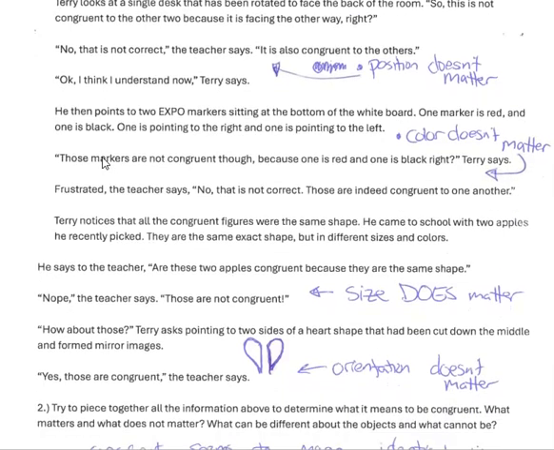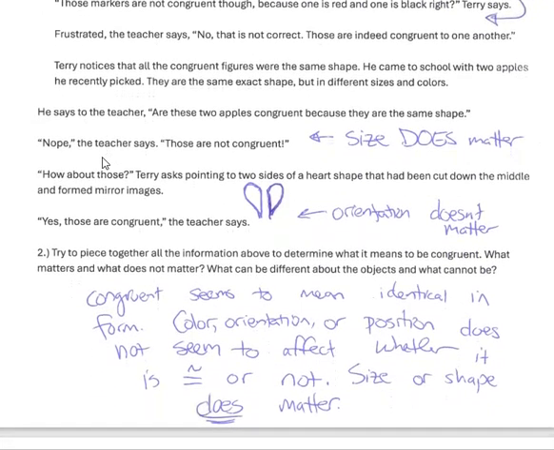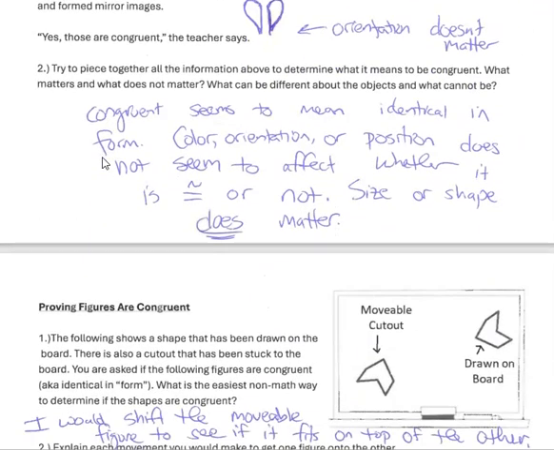And then he talks about the two apples that are different sizes but the same shape, and those are not congruent. So it does seem like the size matters. And then lastly, when you have the heart shape and it's cut down the middle, those are going to be mirror images, and that seemed to not matter either. So the orientation did not matter. So putting all of that together, it says congruent seems to mean identical in form. Color, orientation, and position does not seem to affect whether it is congruent or not. Size or shape does matter.